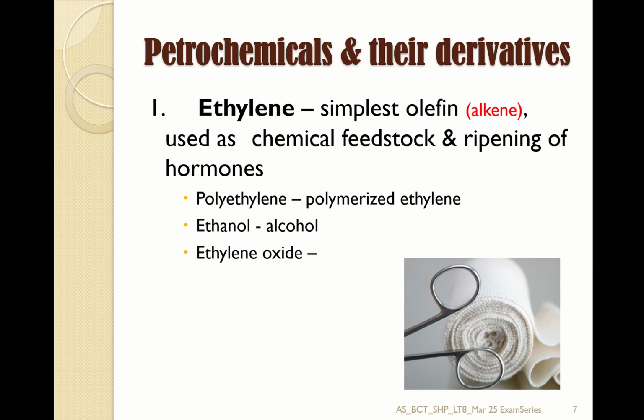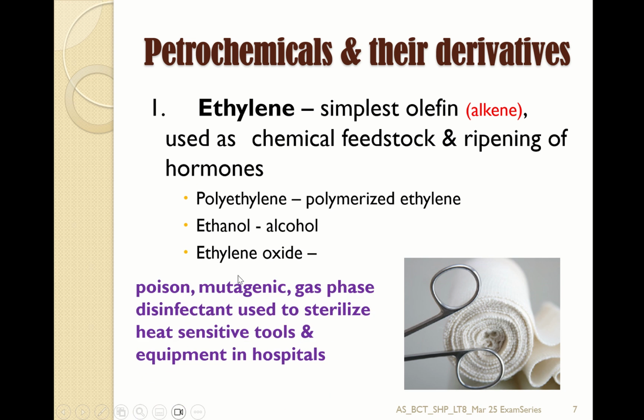Ethylene gas is also polymerized to make plastic, which is your polyethylene, and it can also be made into ethanol, and it can be used to produce ethylene oxide. Ethylene oxide is a disinfectant. It's a dangerous gas, but because it's a good disinfectant, it can be used to sterilize surgical tools and so on, so that they are free from microorganisms and infection. So they can disinfect using ethylene oxide.